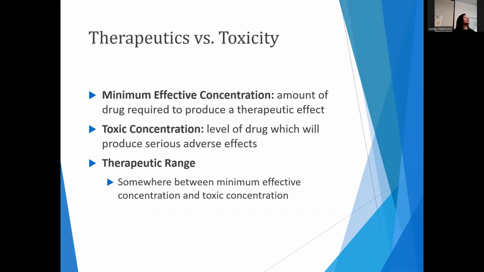Toxic concentration is you're not getting a therapeutic benefit anymore. Now you're just getting a toxic effect. So there's a threshold that you want to be in. The doctors are trying to prescribe you a medication dose that's in this happy place where you get your therapeutic effect, but not too much, not too little. So that's the therapeutic range, somewhere between minimum effective concentration and the toxic concentration. You don't want it to be toxic, but you want enough to have an effect.